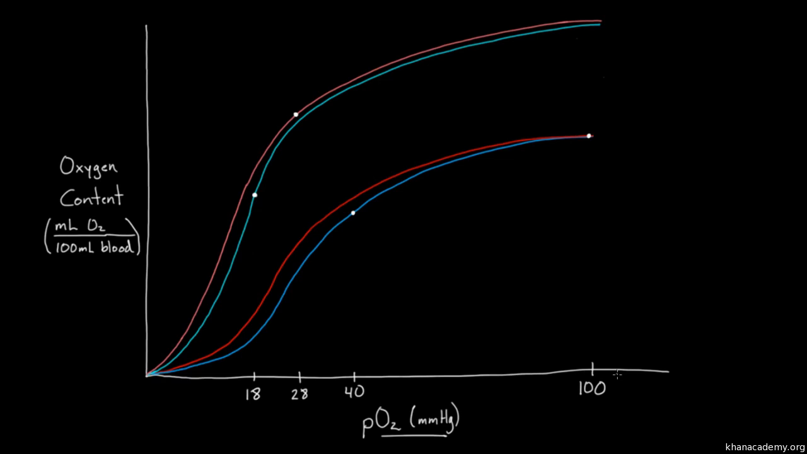And on the y-axis we have oxygen content. So it's not really oxygen saturation, it's the total amount of oxygen, including the amount that's dissolved plus the amount that's actually bound to hemoglobin. This first pink line up here, this pink one down here, is the umbilical vein. And this light blue one over here is the umbilical artery.